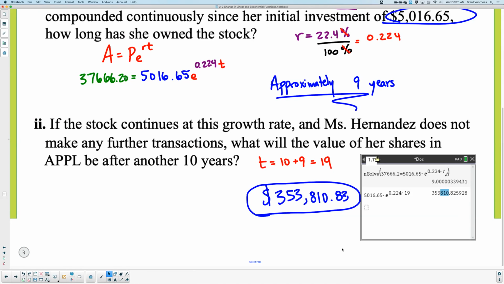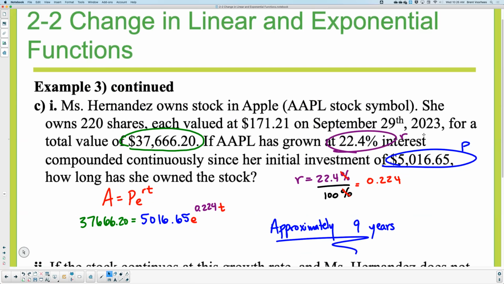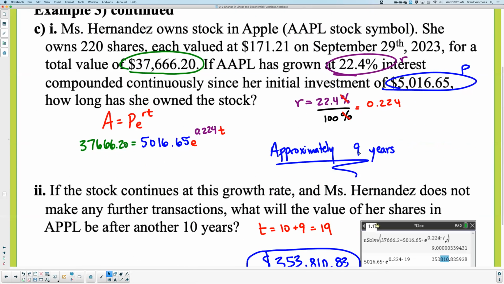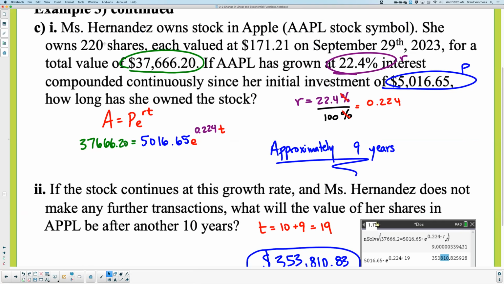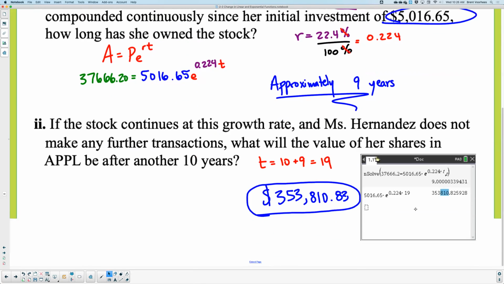But this would be realistic for someone in what year was it? What's 2023 minus 9? 2014. This would be realistic if on September 29th of 2014, if you bought this amount, 5,000. There it is. And you did not touch it and it continues as it has. This is 100% realistic for that person. Okay. It's crazy. I'm saying it's crazy. It's the way it works.